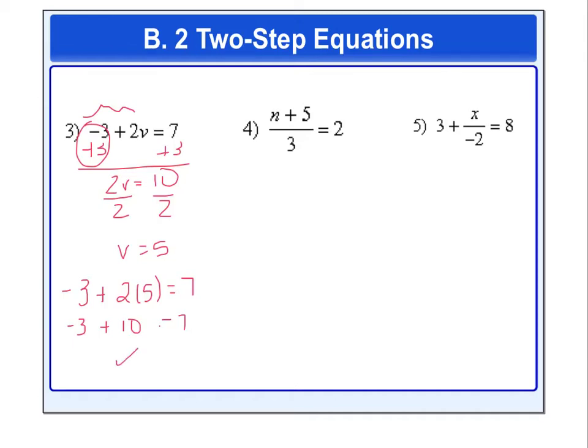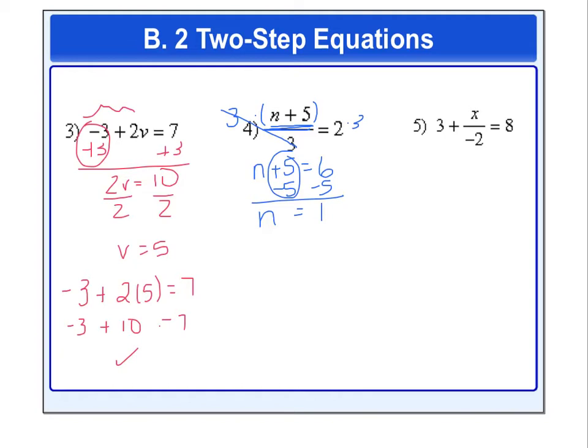When you get to a problem that looks like this next one, the farthest part away from the n is going to be the divided by, so we want to undo that first, since this top part is grouped together. So we're going to multiply both sides by 3. These will cancel. N plus 5 then is going to equal 6. We'll subtract 5 from each side, and n equals 1.